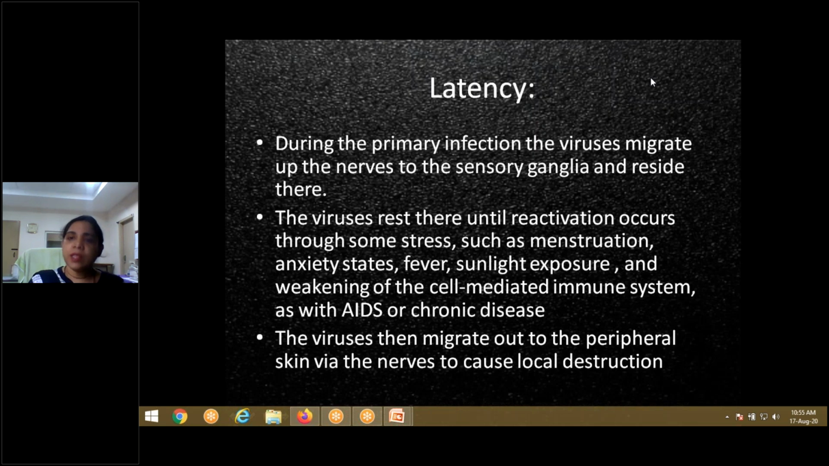Latent means what? They usually remain hidden. For example, the viruses usually remain hidden. They become silent, sleepy. They don't cause any effect. In the later stage, when your cell-mediated immunity decreases, or due to some stress or anxiety, what will happen? These viruses may awake again. They migrate out through the peripheral nerves to cause destruction of that area.